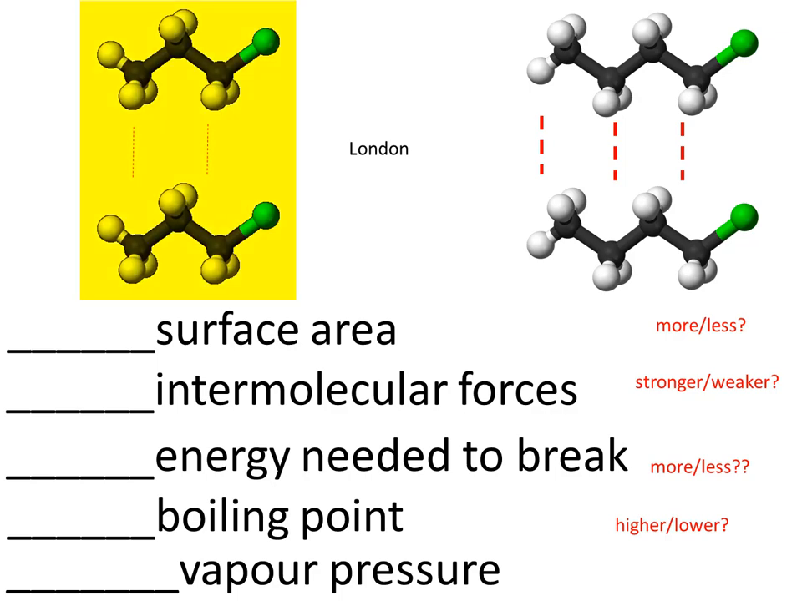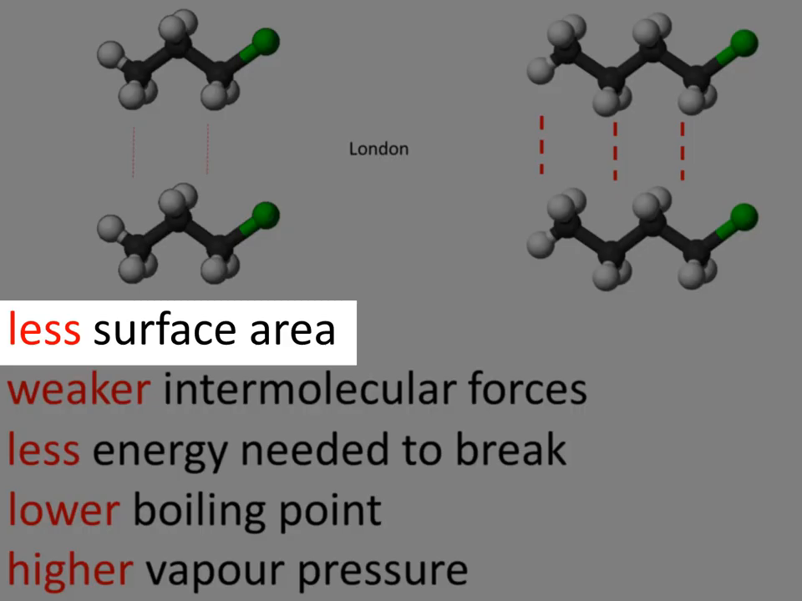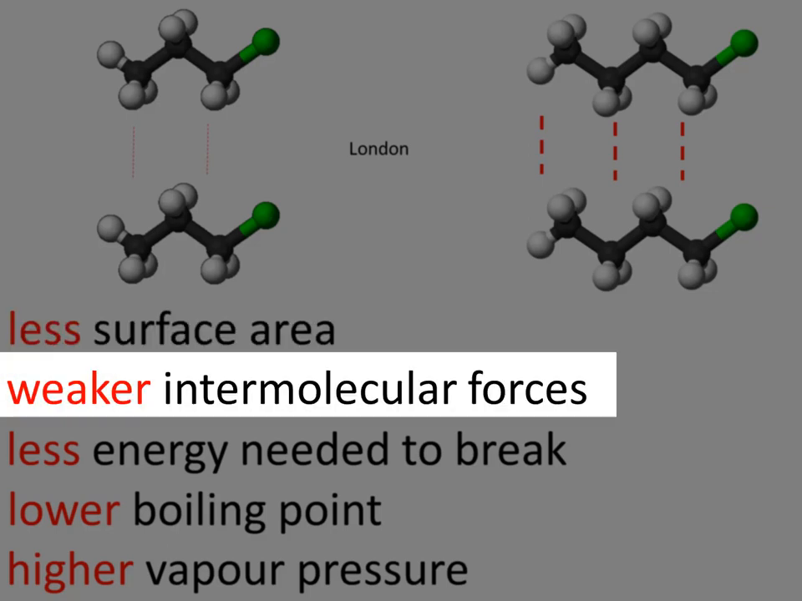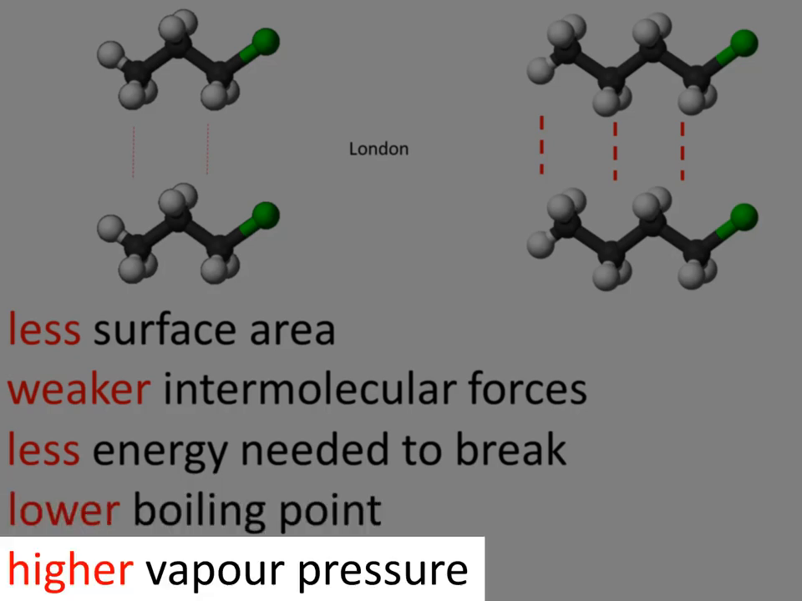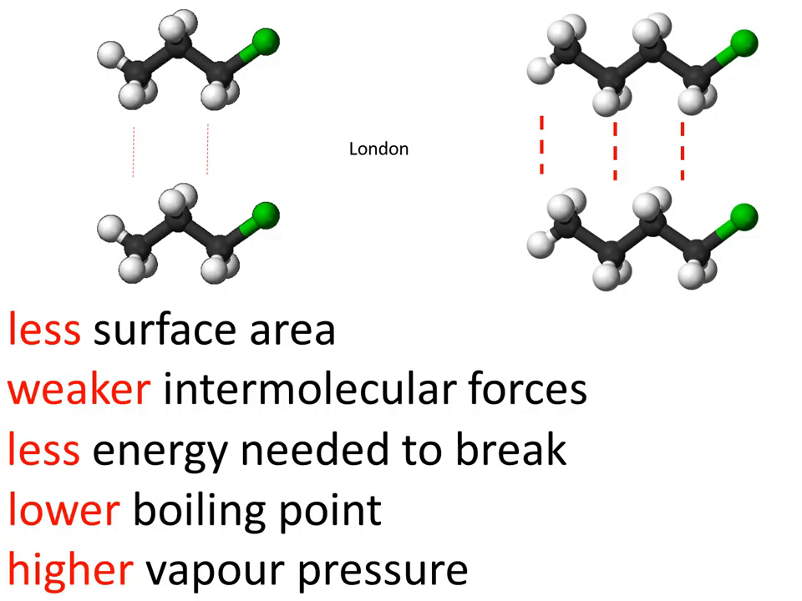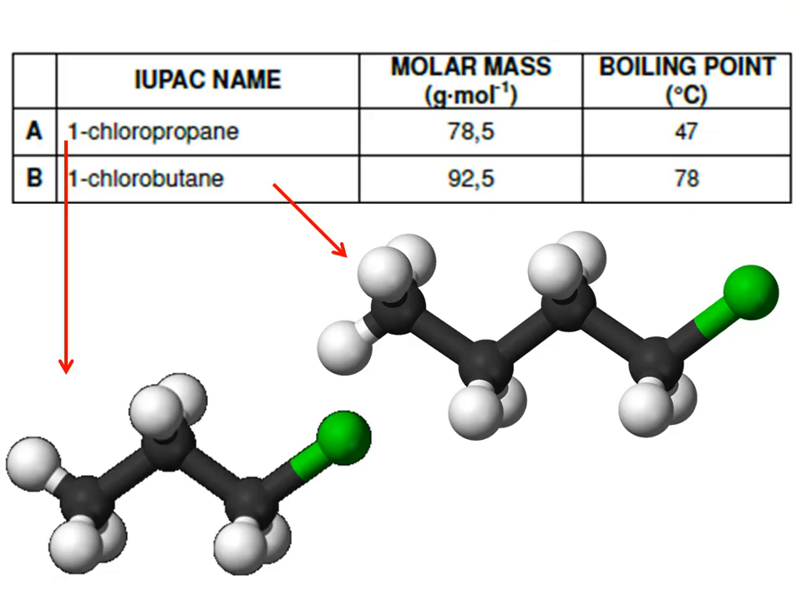The shorter 1-chloropropane has less surface area over which the London forces can act and therefore weaker intermolecular forces, meaning that less energy is needed to break these forces, resulting in a lower boiling point because of a higher vapor pressure at a certain temperature, compared to the longer 1-chlorobutane. Consistent with this, the shorter 1-chloropropane has a boiling point of only 47 degrees Celsius, whereas the longer 1-chlorobutane has a boiling point of 78 degrees Celsius.